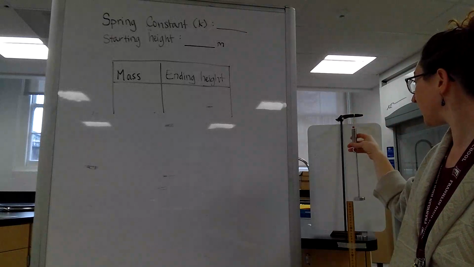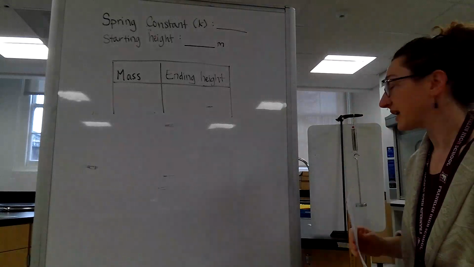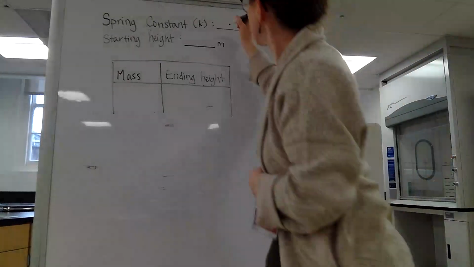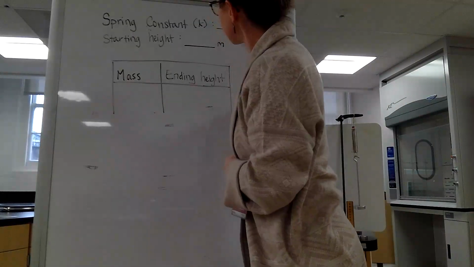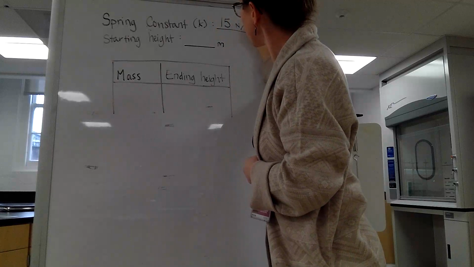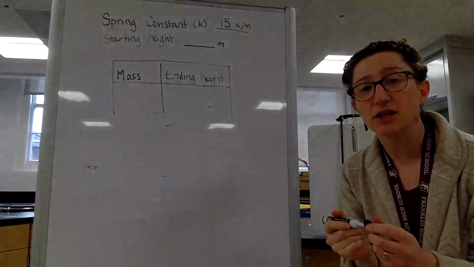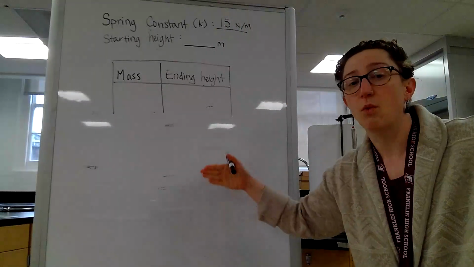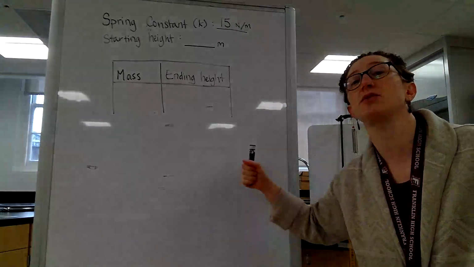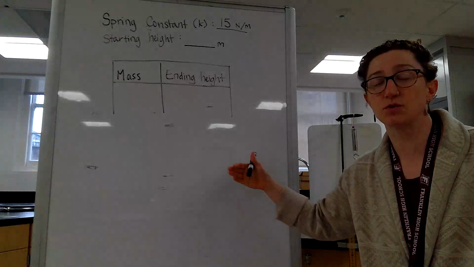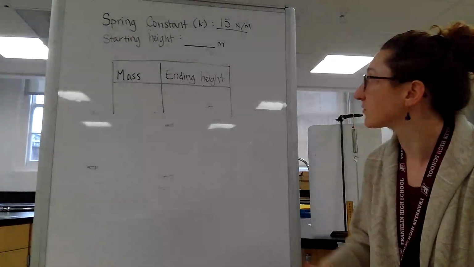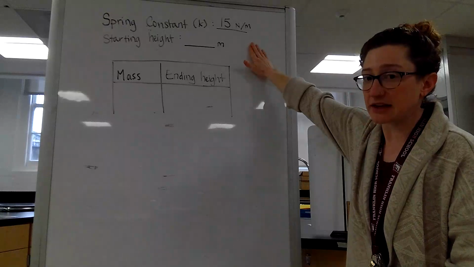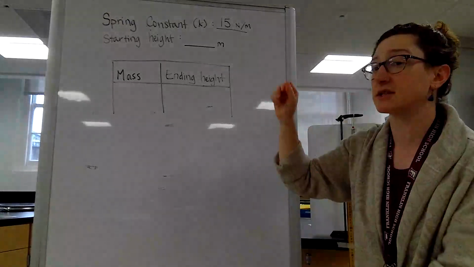I have a spring here that has a K value of 15. And that's 15 newtons per meter. What that means is that for every time I stretch it 1 meter, it takes 15 newtons of force, or there's 15 newtons worth of force within the spring there. So I have the same spring that I'm using, because obviously if I change the spring, it's going to change how much it stretches.